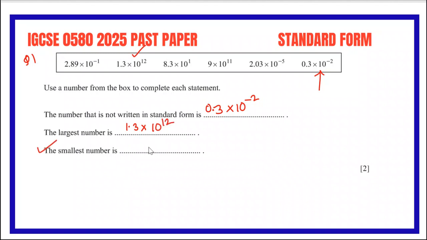Next question, the smallest number. So the smallest number is 2.03 times 10 power of minus 5, because it has the lowest power of 10.